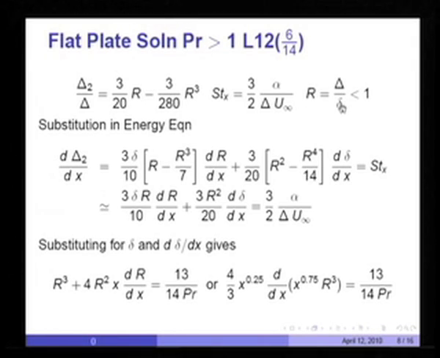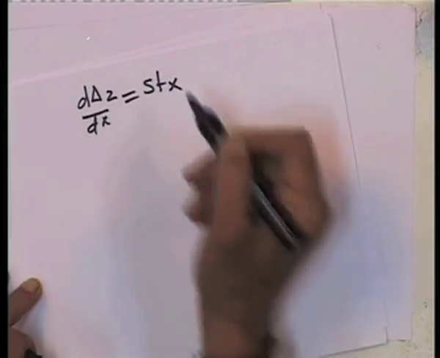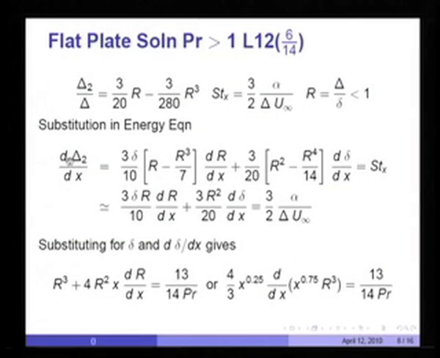and r here is delta_t by delta. And since we are considering the case of Prandtl greater than 1, delta_t by delta will always be less than 1. If I substitute these results, essentially d delta 2 by dx, what is the energy equation? Equal to Stanton x. So, if I substitute these results, I will get d delta 2 by dx equal to 3 delta by 10 r minus r cube by 7 dr by dx, plus 3 by 20 r squared minus r raised to 4 by 14 d delta by dx.